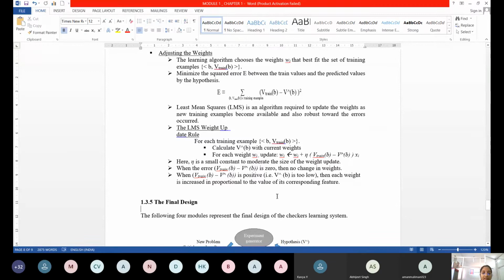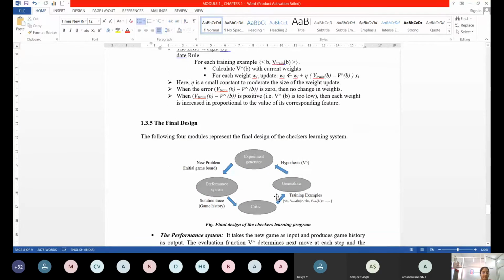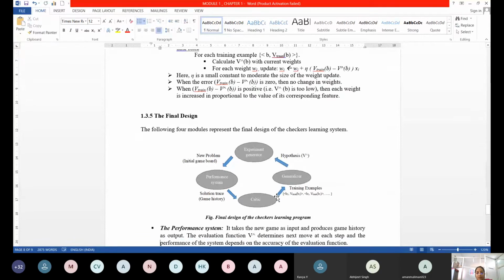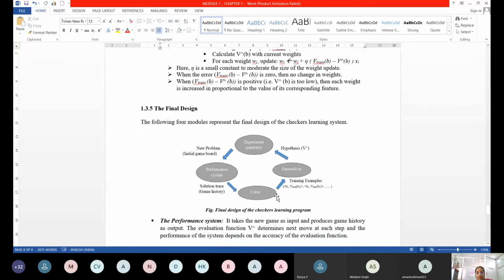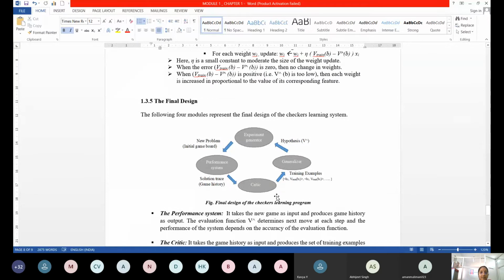Coming to the final design, from yesterday what we were talking about, designing a learning system, this pictorial representation will speak about the complete thing, from where we have started, where we have ended, in every stage, what is our input and what is our output. So we have 4 modules here. I'll be starting it from the performance system. This is the first one. So this is my first module, performance system.